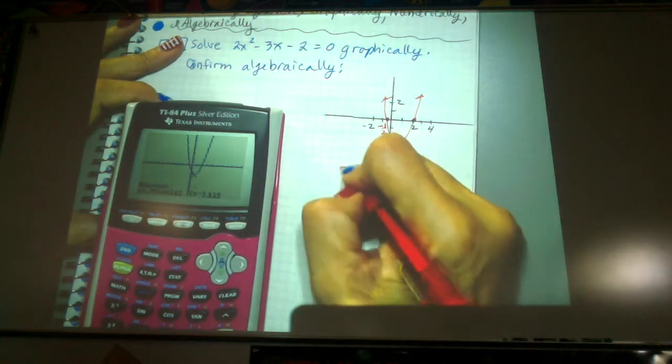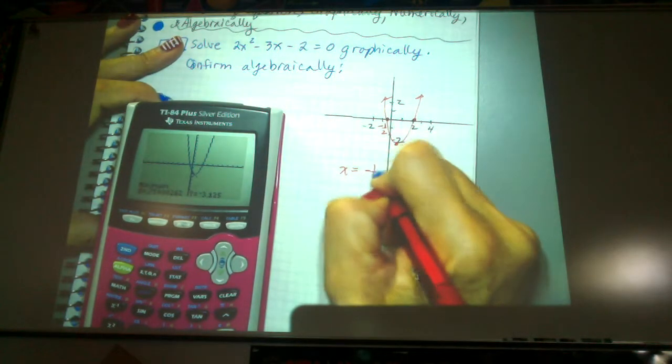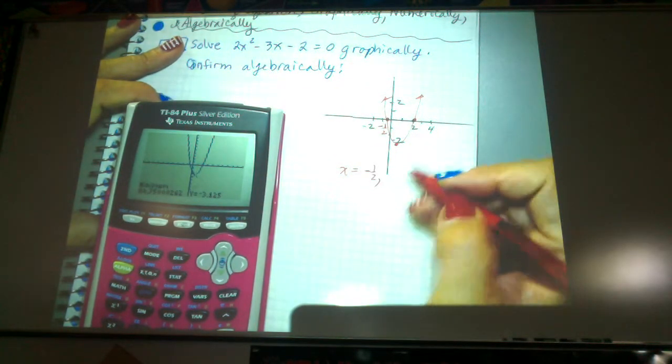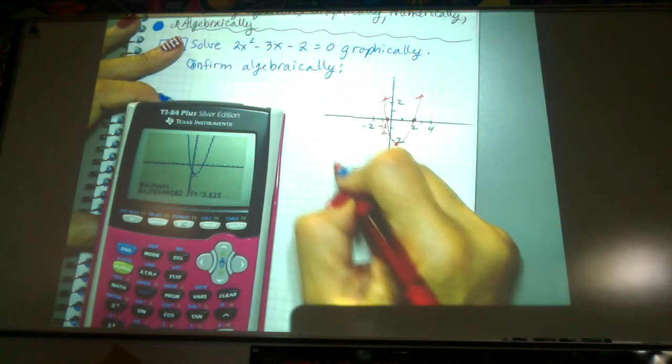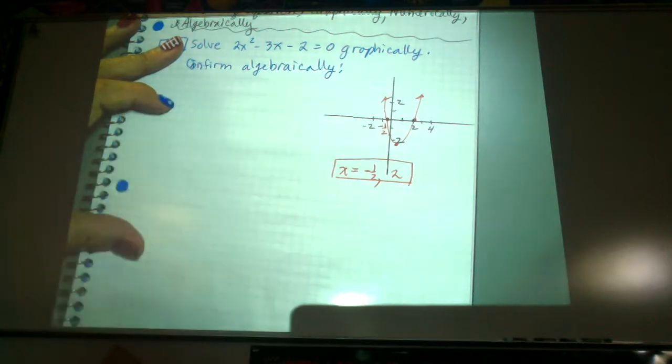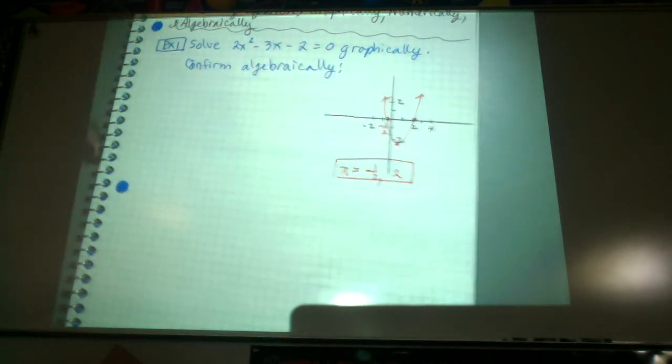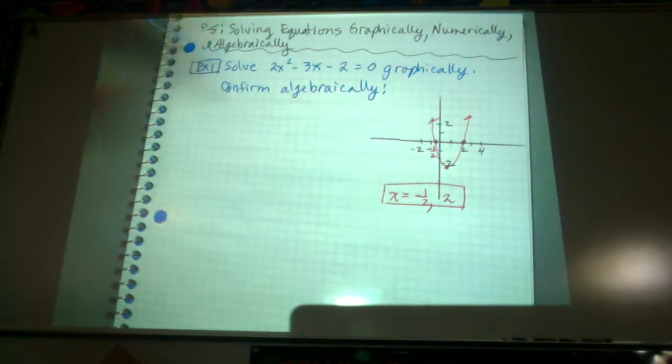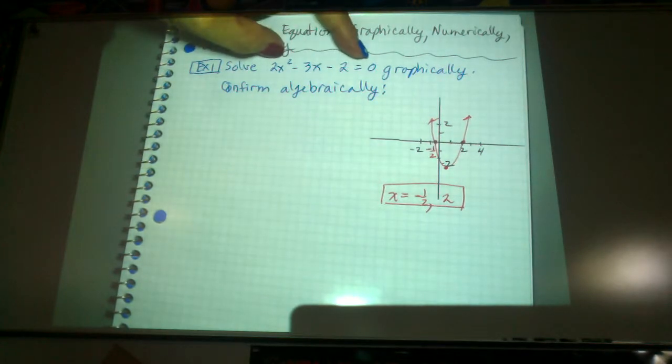And so you can write down here x equals negative 1/2, or you can put negative 0.5, comma, 2. So those are your zeros. Now they want you to confirm it algebraically. So algebraically, we would want one side set equal to 0, so that's good. But then we're going to have to factor this.